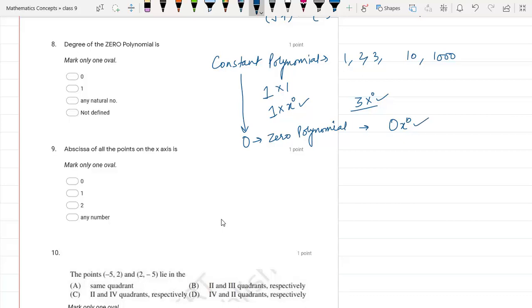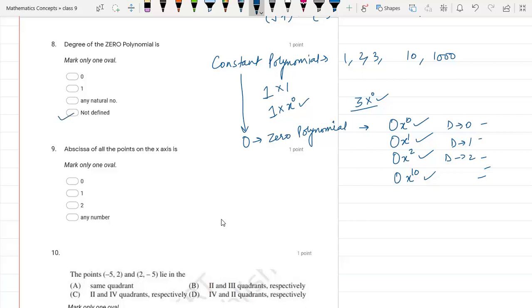But if I say 0 into x power 1, then also I am correct. This says the degree is 1. If I say 0 into x power 2, then also I am correct. In this case, degree is 2. If I say 0 into x power 10, then also I am correct. So we can see in the case of the 0 polynomial, we have no fixed degree. It can be any degree. That is why we don't define it. That's why we call it not defined. It is also in your NCERT.